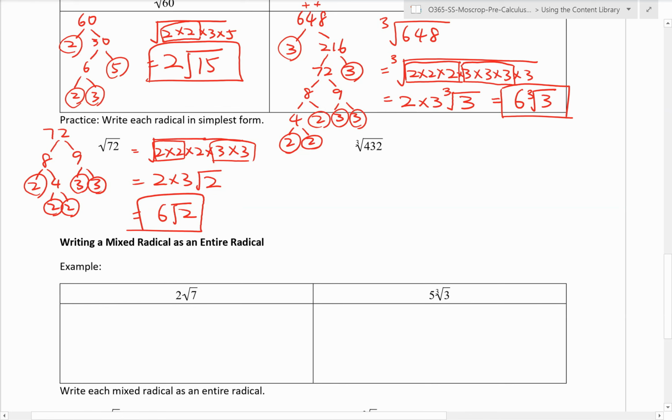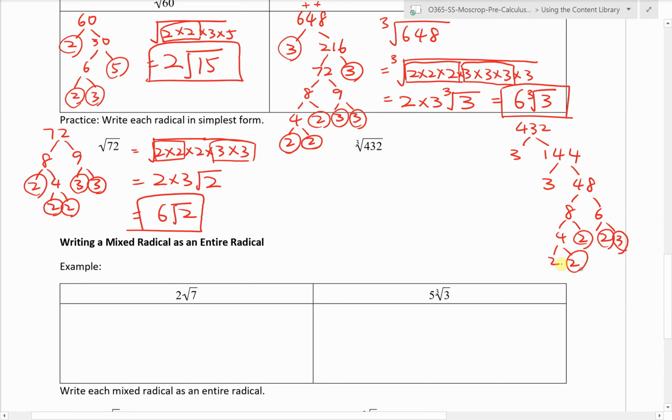For 432, let's see, 4 plus 3 is 7, 7 plus 2 is 9, so 3 is going to work. Okay, so 432 is going to be 3 times 144. And 144, again, 1 plus 4 is 9, so we can actually divide by 3 again. This is 48. 48 is 8 times 6. That's 2 times 3. This is 4 times 2, so that's 2 times 2.